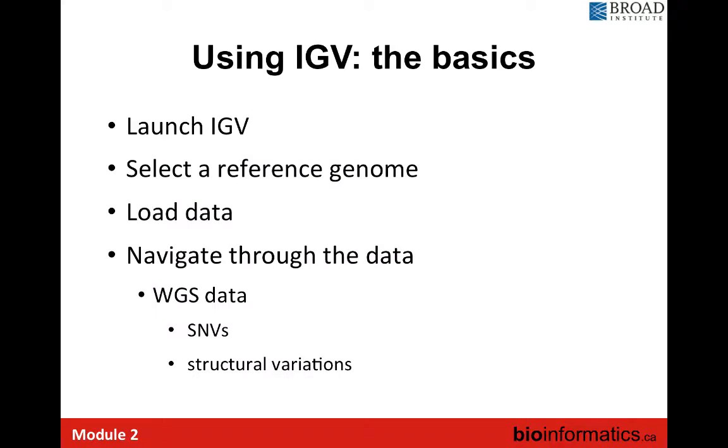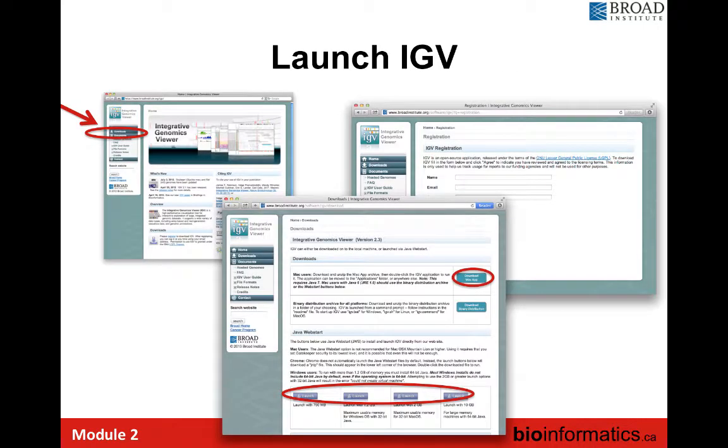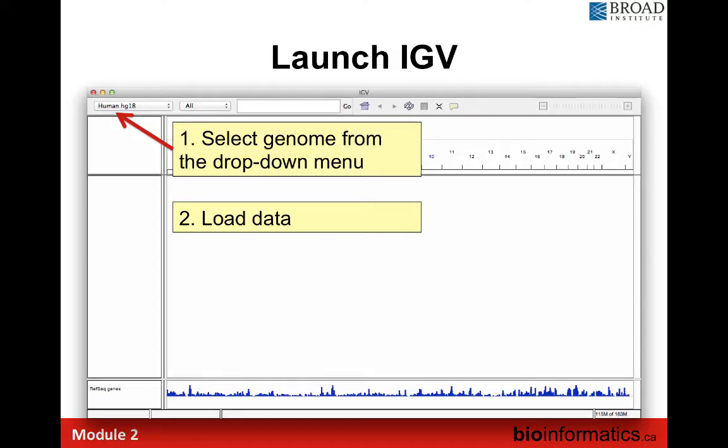So the basics of IGV: you will load IGV, you will select your reference genome, you will load the data, and then you will navigate through the data, going to a particular location. And for whole genome sequencing data, you would specifically look at SNVs and structural variants, which we're going to do in the tutorial just after. You go on the website. You probably did that already because you're supposed to have installed IGV. You go to the download page, download it, and install it on your computer.